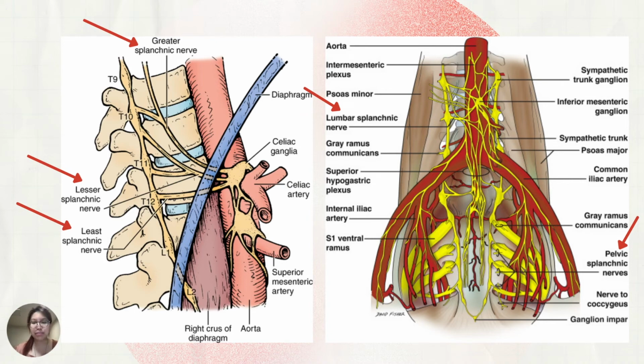Lastly, the pelvic splanchnic nerves, also known as nervi erigentes, are preganglionic or presynaptic parasympathetic nerve fibers that arise from S2, S3, and S4, the nerve roots of the sacral plexus. These nerves form the parasympathetic portion of the autonomic nervous system in the pelvis.